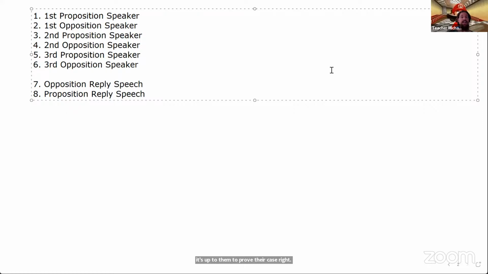And they also get to speak last because they get the final word to try and convince the judges that their case is right, that their side of the debate is right. Whereas the opposition, they're like the defense. So they don't have to prove that they are right. They only have to prove that their opponent is wrong. Now that will make more sense in coming weeks. Okay, so that's the basic structure of an AP debate.